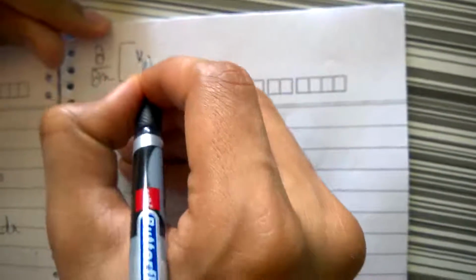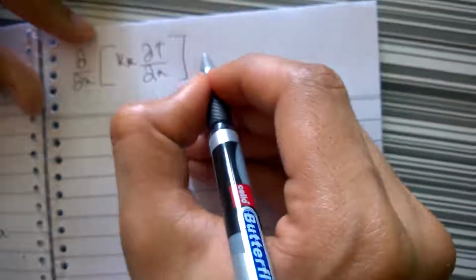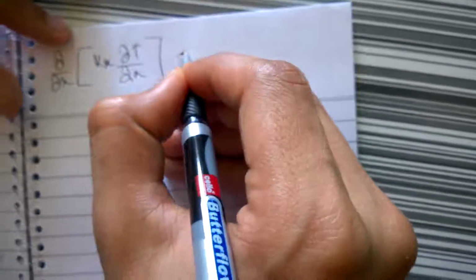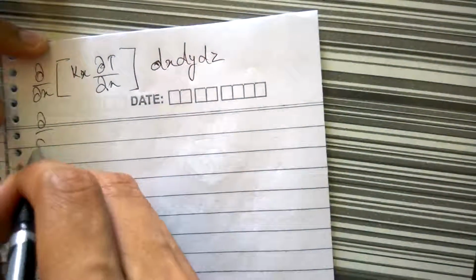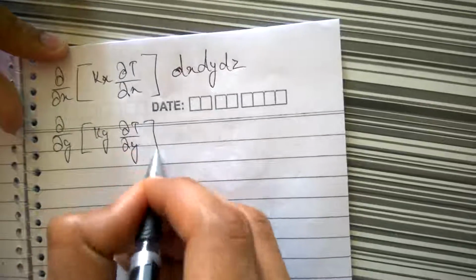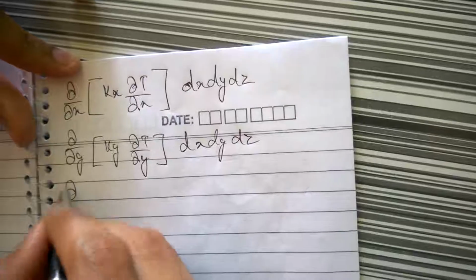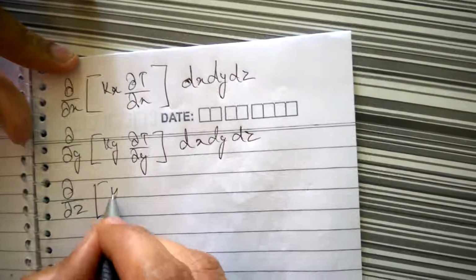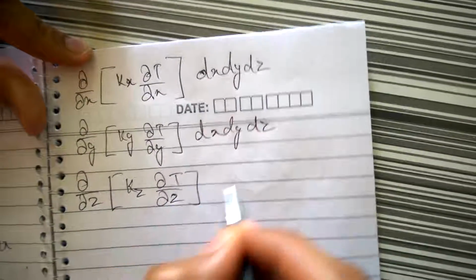So just to quickly illustrate, you can write this as ∂/∂x of kx ∂T/∂x, it will become nothing but dx into dy into dz. Similarly, ∂/∂y of ky ∂T/∂y, you will have again dx dy dz. Similarly, ∂/∂z of kz ∂T/∂z, and a similar volume.